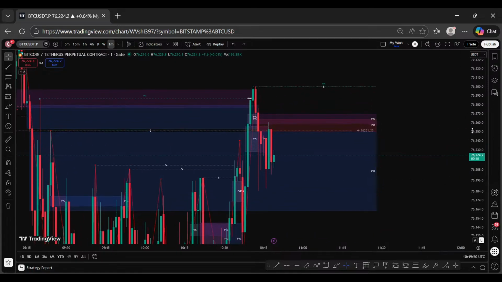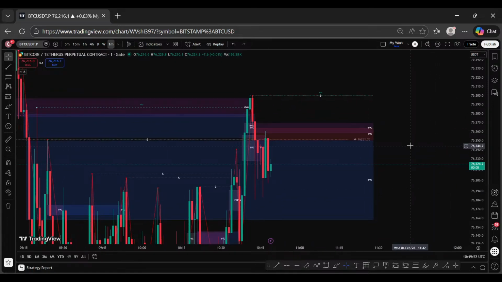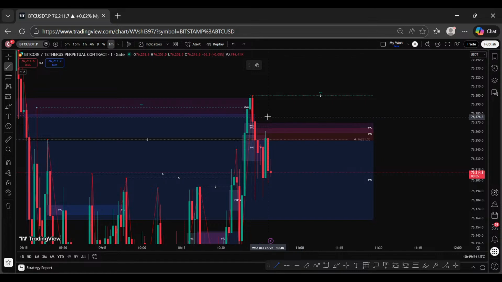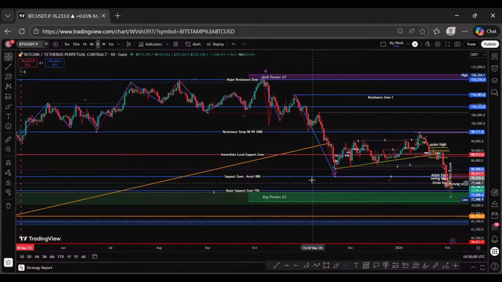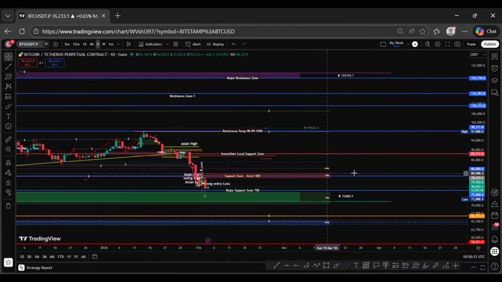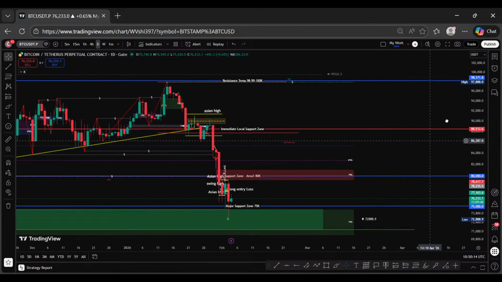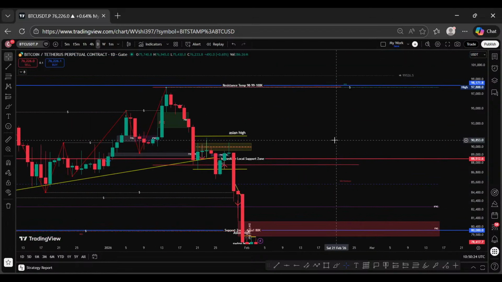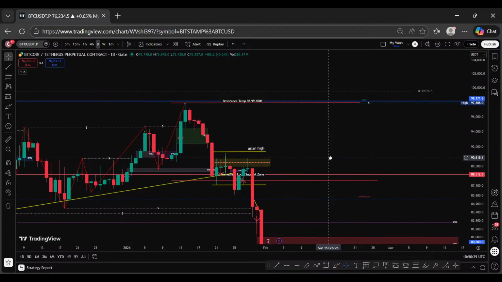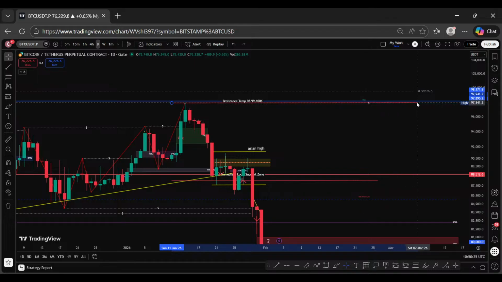If we are going to find the break of structure we have here currently, I would like to change it to the 1-day chart time frame. Let me just reset the chart view. For the break of structure or the market structure shift, which I have already marked, this is our market structure shift, as you can see.